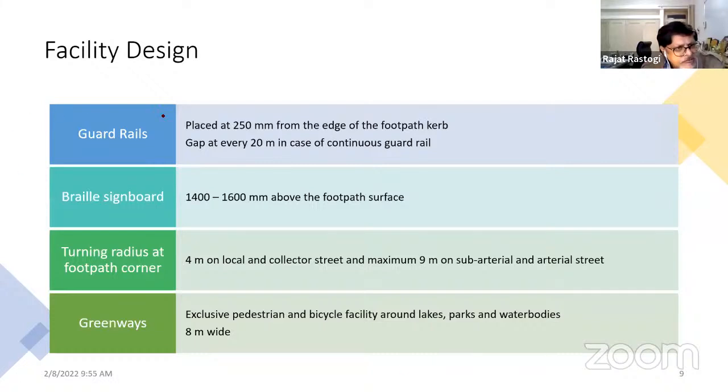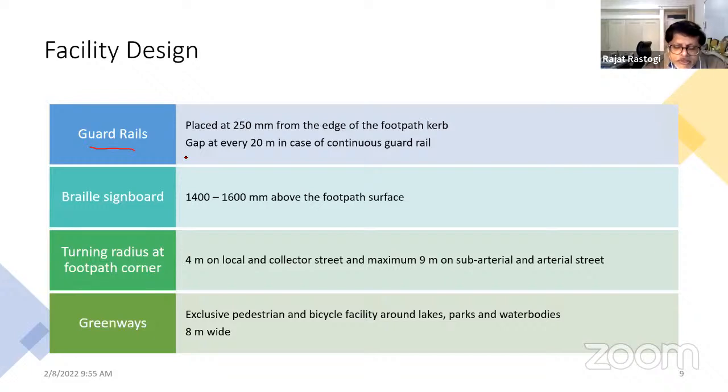Then if I look at the different types of facilities, the first one is guardrails. If you remember, it used to tell that guardrails need to be provided at locations where there are a lot of pedestrian movements and you have to remove the illegal crossings. You have to provide the direction to the pedestrians to cross at a particular location.